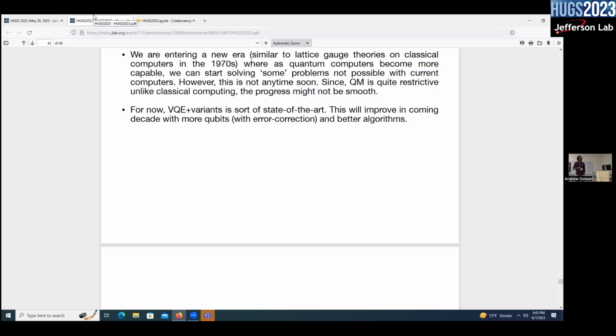And the basic idea is to solve some toy problems with the current quantum hardware we have access to. But this is not going to be anytime soon, probably, for problems which we really are interested in. It will take a decade or more than a decade. And part of the reason is that quantum mechanics is quite restrictive, unlike classical computing. So the progress might not be smooth. In fact, it will not be smooth in all likelihood.